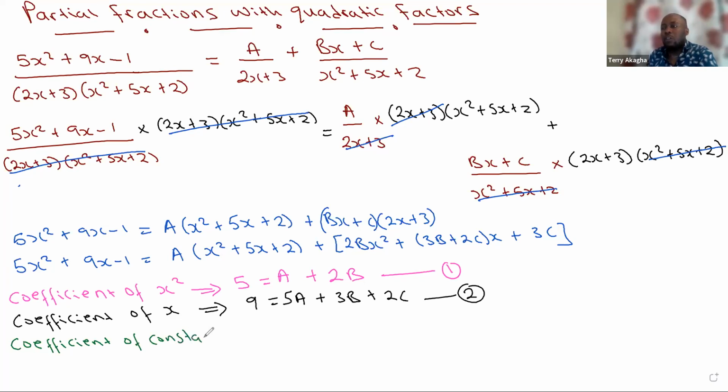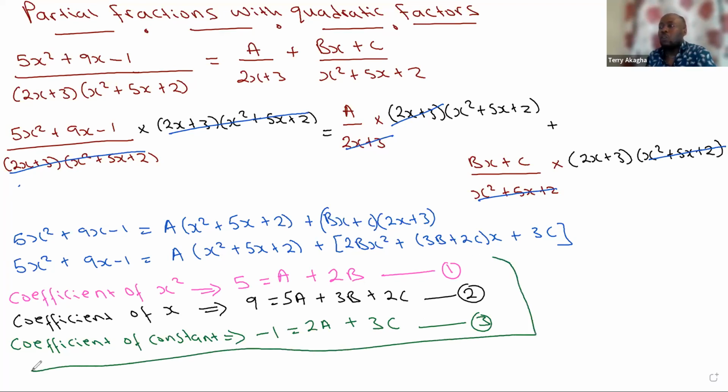Okay, the coefficient of constant. Now the coefficient of constant we have is -1 here. So our -1 is equal to 2a, and the constant is only 3c, so 2a plus 3c, and that will give you equation 3. Now these are the 3 equations that you're going to use to find what you're looking for.